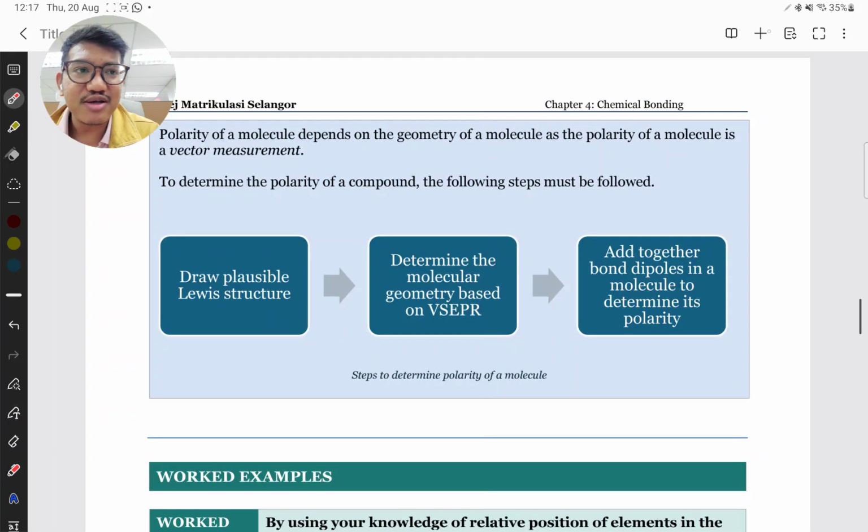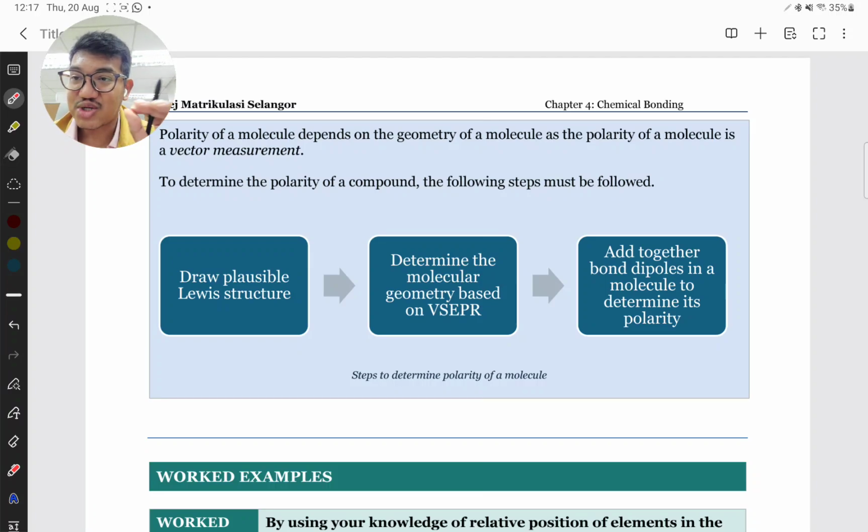So we have to draw the plausible Lewis structure first, and once we have drawn the plausible Lewis structure, what we do is we need to determine the molecular geometry based on VSEPR theory. Once kita dah dapat VSEPR theory ni, kita dah tahu dia punya molecule shape, so we know how the terminal atoms are arranged around the central atom, we can add the bond dipoles together in a molecule to determine its polarity. So kita akan tengok, kita akan tambah-tambah semua sama ataupun tidak.